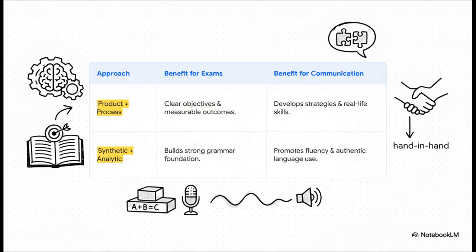When you combine product and process, you get the clear goals you need for exams, but you also get the real-world problem-solving skills. And when you blend synthetic and analytic methods, you build that solid grammar foundation that tests require while also giving students the fluency to actually use it. It's about building accuracy and fluency together.